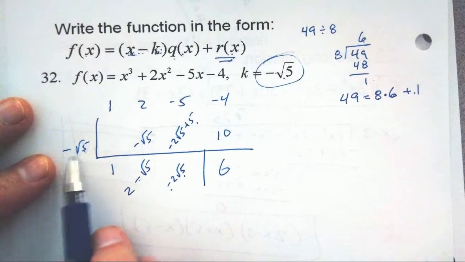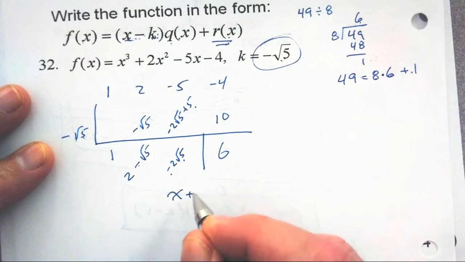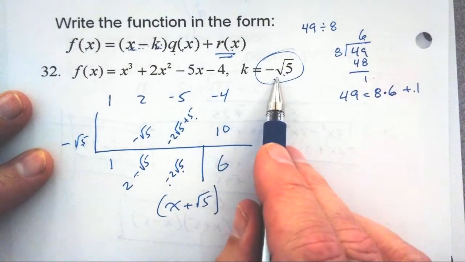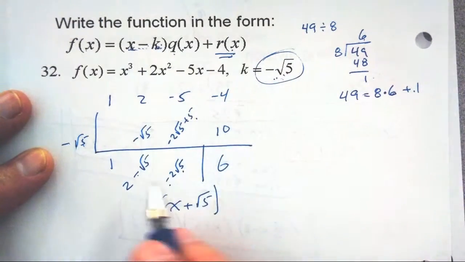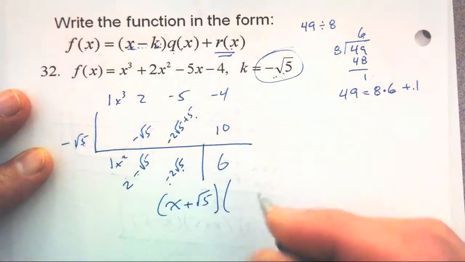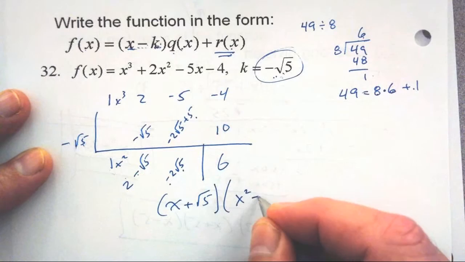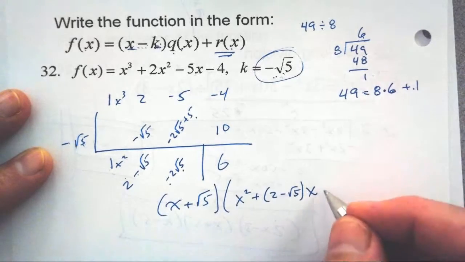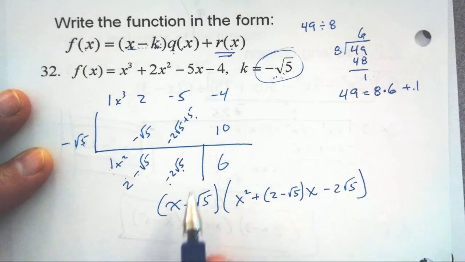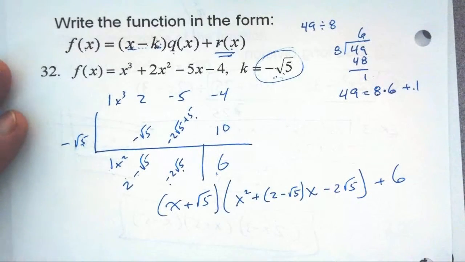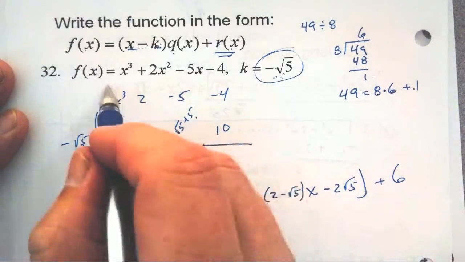So what I divided by, x plus root 5, that's basically what I was dividing into this, x minus my k value. What I ended up getting, well, this is kind of weird. This is an x cubed, so this would be my x squared. I get an x squared plus a 2 minus root 5 that gets multiplied by x, another minus 2 root 5, and what's my remainder? My remainder is 6. So I'm led to believe then, if I superfoiled, distributed all of this out, and added 6 back in, we would get back to there.